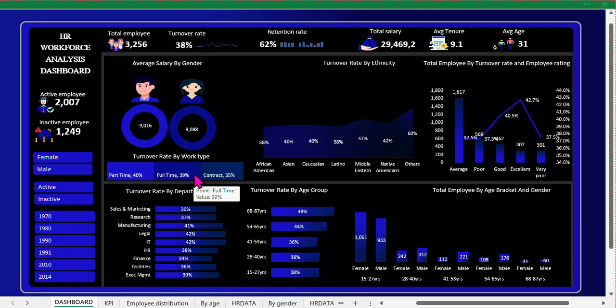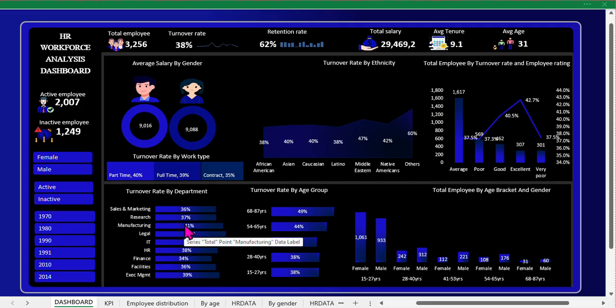The part-time employees show the highest rates, indicating maybe issues with job security or satisfaction. I think this is the reason why there is a higher turnover rate among part-time employees. Coming down again, we have the turnover rates by department.